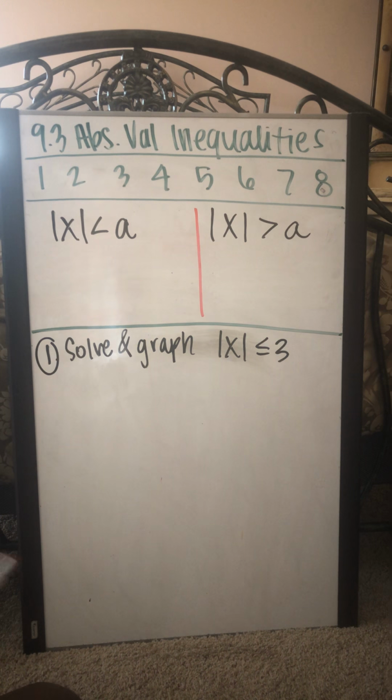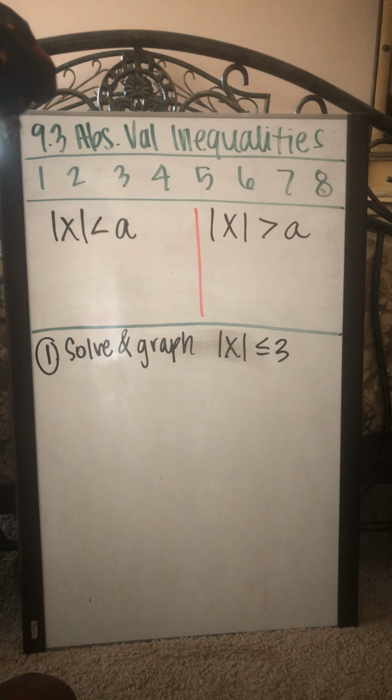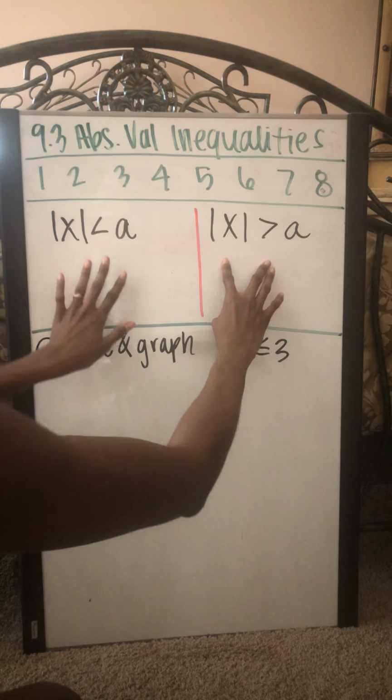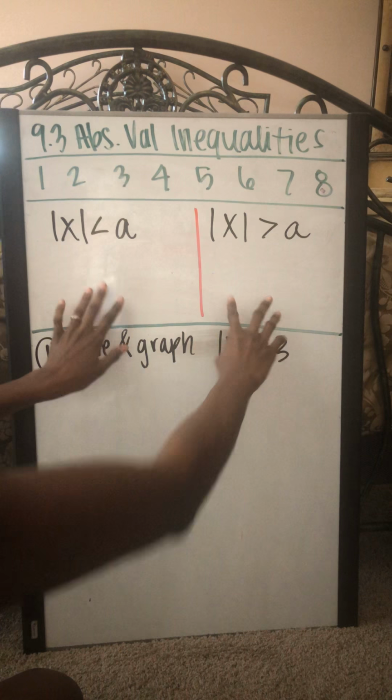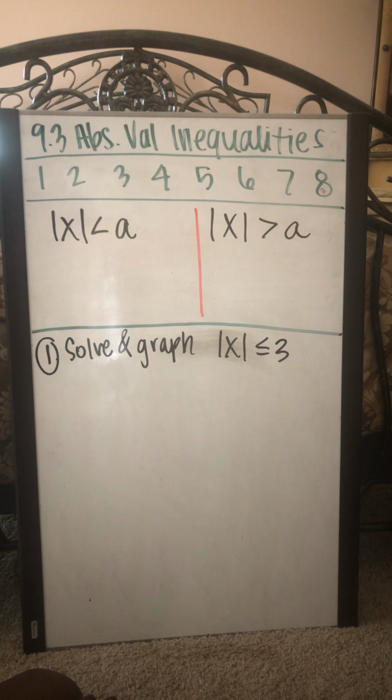We are moving right along to section 9.3. We're working with absolute values again, but instead of equal signs, we're working with inequality signs. It's actually very, very similar, and we'll see that today, okay? So before we start, I need to go over how we can rewrite this, what the equivalent inequality would be.